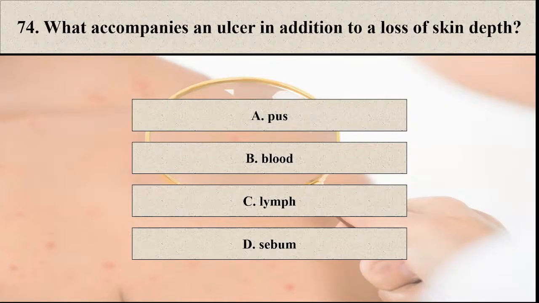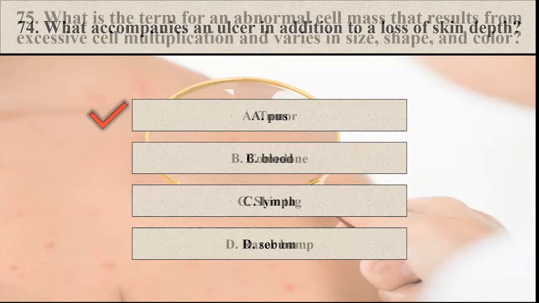What accompanies an ulcer in addition to a loss of skin depth? Is it pus, blood, lymph, sebum? If you chose A, pus, you are correct.